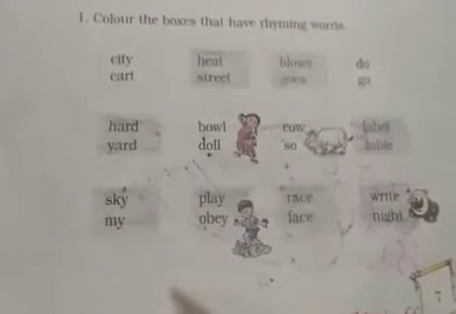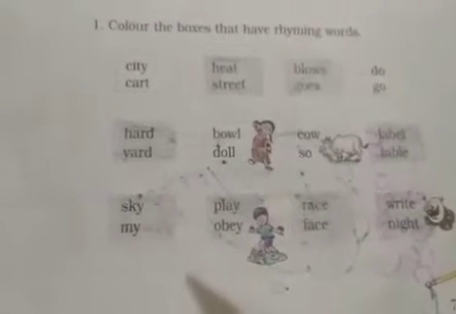Okay, then let's come to the other point. Color the boxes that have rhyming words. Rhyming words. City. Okay, we have to color the boxes. I don't have color, so I did it with the pencil. You have to color it with whichever color you feel like. Okay. City, cat. Is it a rhyming word? No. Heat and street are rhyming words. Yes. Blows, goes. Yes. Do, go. No. The same is up. The rest you have to do yourself. Over here I have done it, but you have to try yourself.